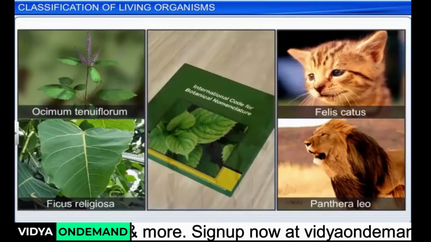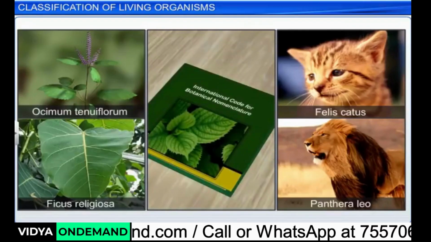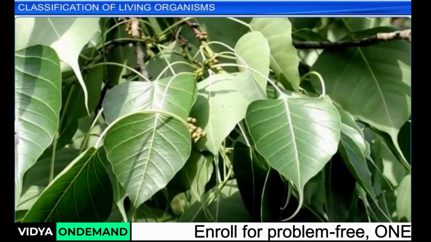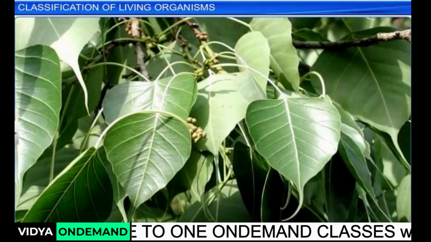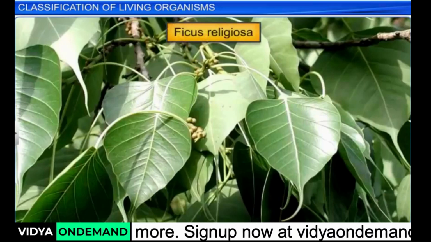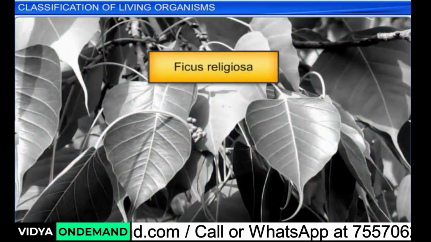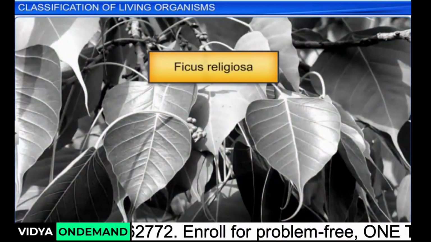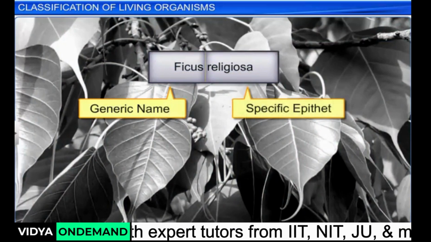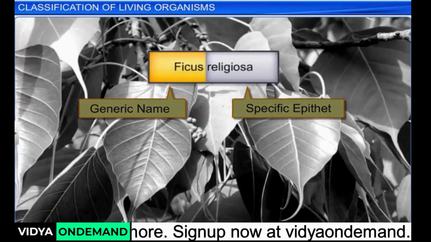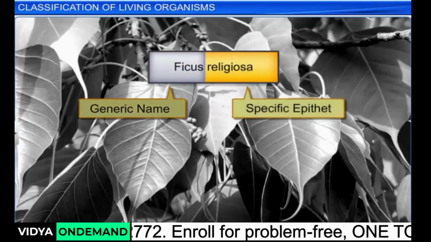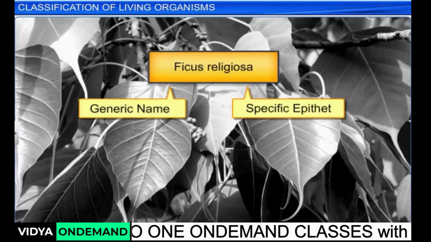However, certain universal rules are followed while providing a scientific name to a known organism. For example, the scientific name for the sacred fig, commonly known as the peepal tree in India, is Ficus religiosa. Here, as you can see, the scientific name has two components: the generic name and the specific epithet. Ficus represents the genus or the generic name, while religiosa denotes the specific epithet.